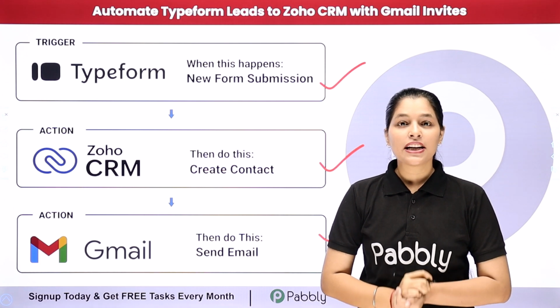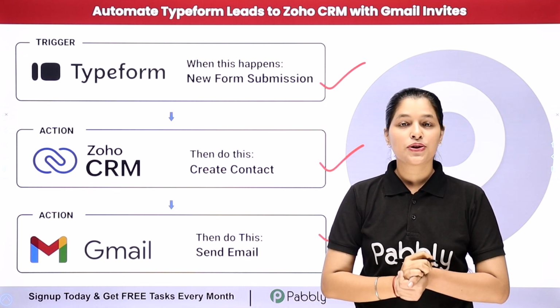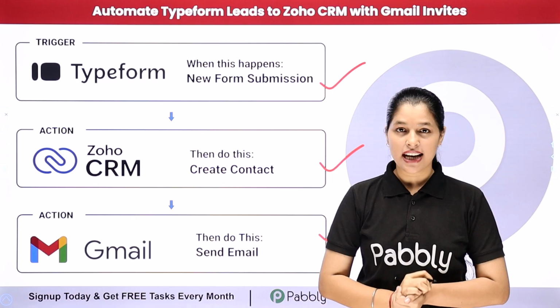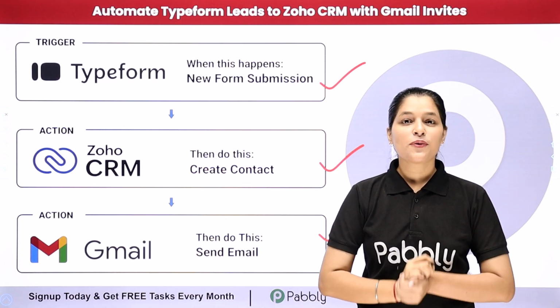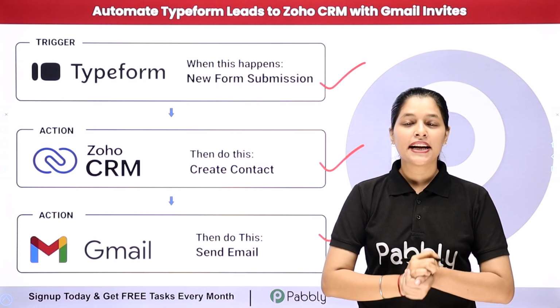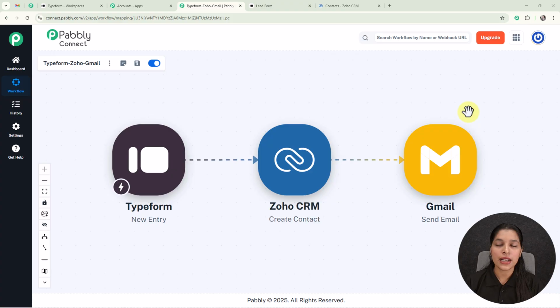So for integrating all these three applications, I am going to use an amazing automation tool, that is Pabbly Connect. If you also want to build this automation, then let me take you towards my screen. Welcome to my screen. In this video I am going to show you how you can send a product demo invitation to the Typeform leads by Gmail and add that lead to the Zoho CRM as a new contact.